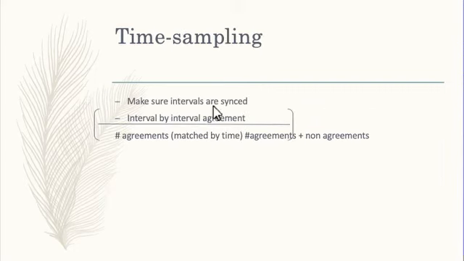And then in time sampling, we make sure our intervals are synced. We do interval by interval agreement, and then we divide that by the number of agreements matched by time and the number of agreements plus non-agreements.